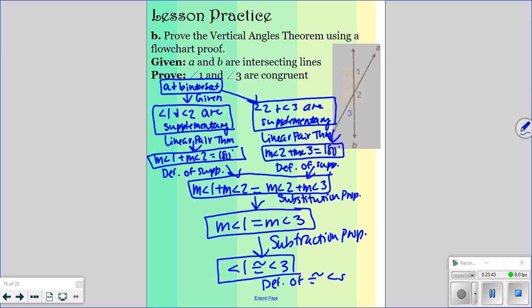So that would be a flowchart proof for that one. So if y'all got that right, that's awesome. If not, that's okay. You've got to practice these for sure. So don't give up on them, just like you hopefully haven't given up on 2-column proofs just yet.